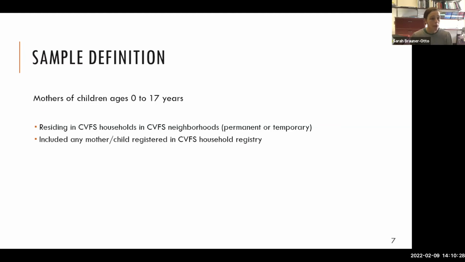So I'm talking about mothers a lot because that was who the sample was. We defined our sample based on children though. So it was mothers of children ages 0 to 17 years old who were residing in CVFS households in CVFS neighborhoods. And they could be permanently residing there or temporarily residing there. Both situations would have been included in our data collection. So that was our sample definition.